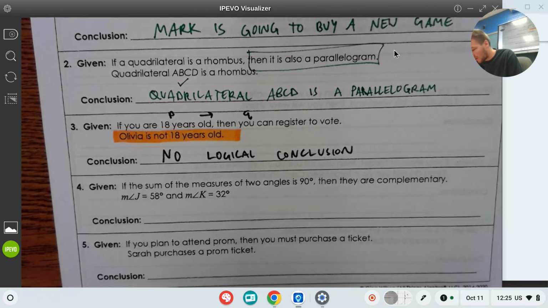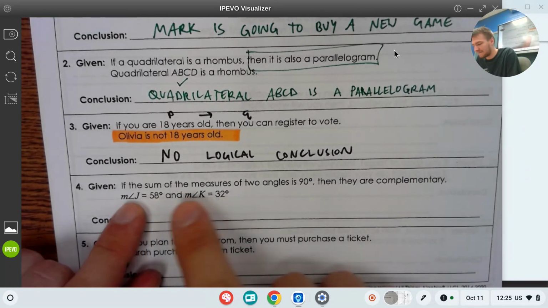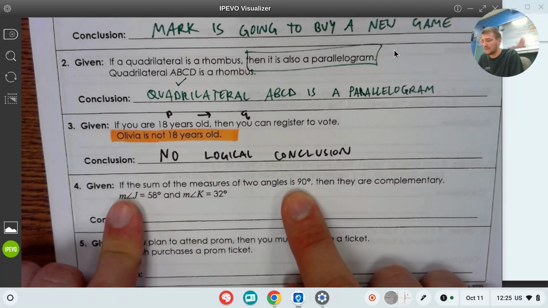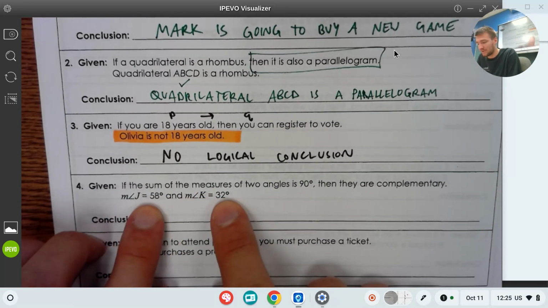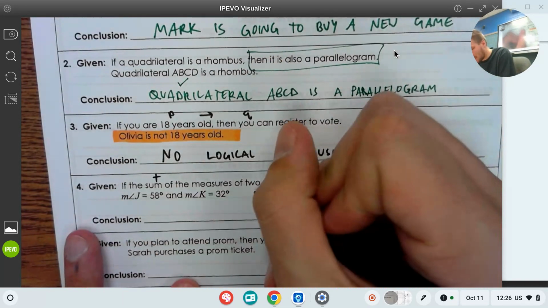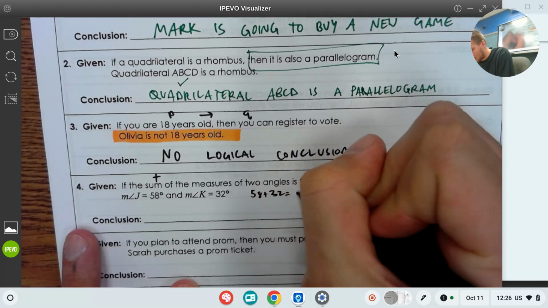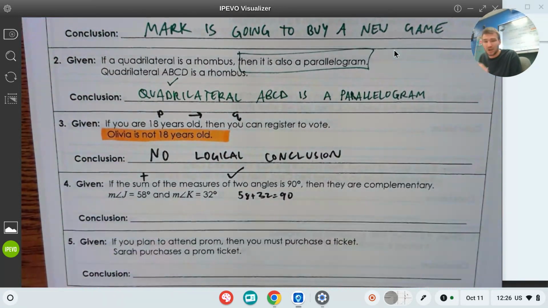All right, number 4. Given the sum of the measures of two angles is 90 degrees, then they are complementary. And we get two angles here. Angle M is 58, and angle K is 32. So, does that satisfy the P? Is that a legit representation of the first hypothesis? Yeah, because what's 58 plus 32? 90, right? Sum means plus. 58 plus 32 equals 90, and so we are check. We are good to go. That means the first part happened.